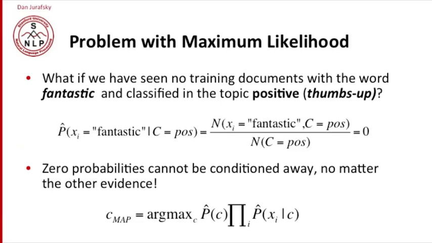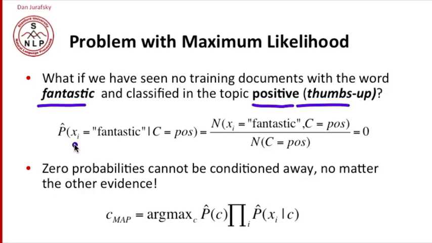Unfortunately, there's a problem with this simple maximum likelihood approach. The problem has to do with zeros, the same problem that we saw in language modeling. What happens if a particular word, let's say the word fantastic, never occurs in our training documents in a particular topic, let's say the positive, thumbs up class? So we have two classes, thumbs up and thumbs down, or positive and negative. The word fantastic never appears in the positive training set.